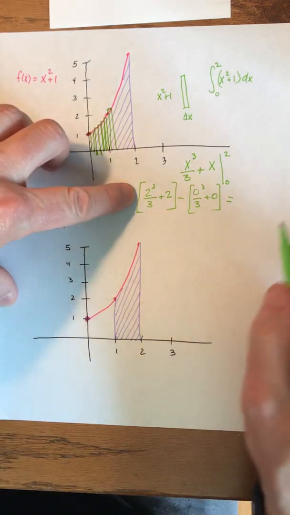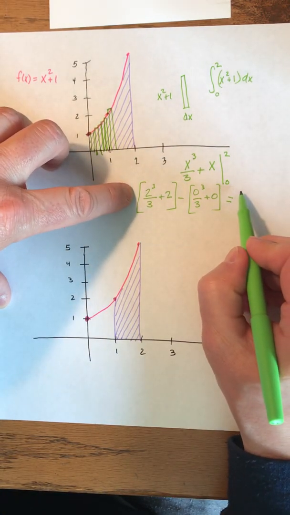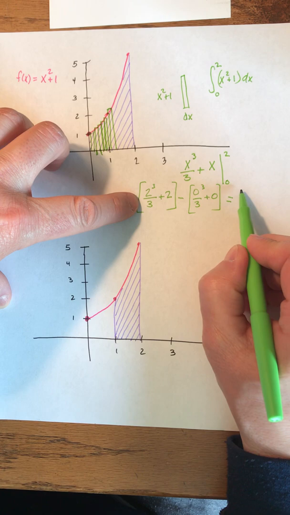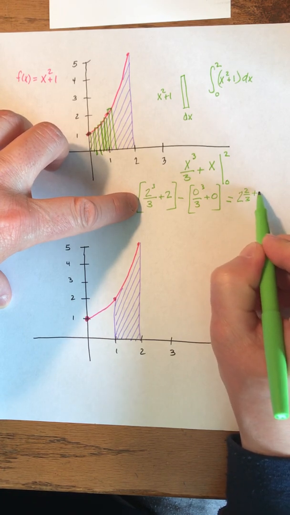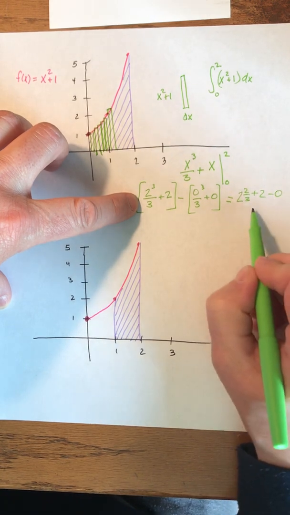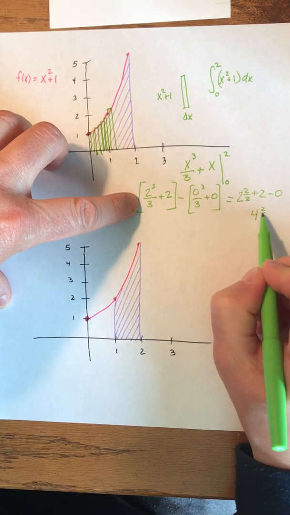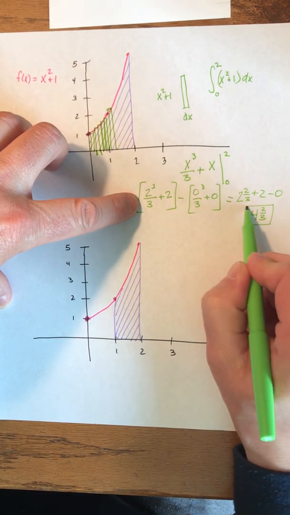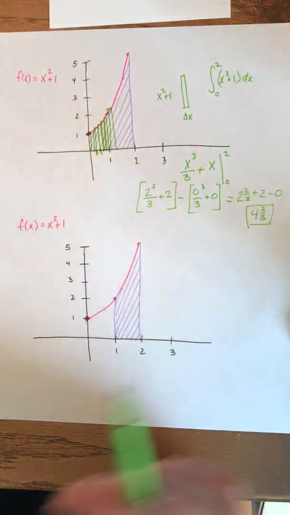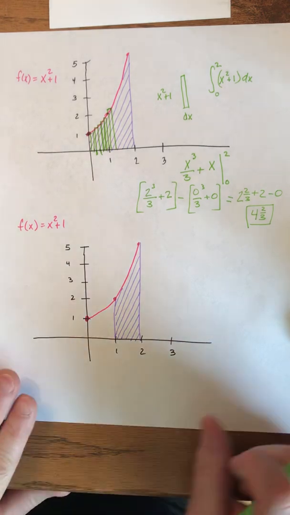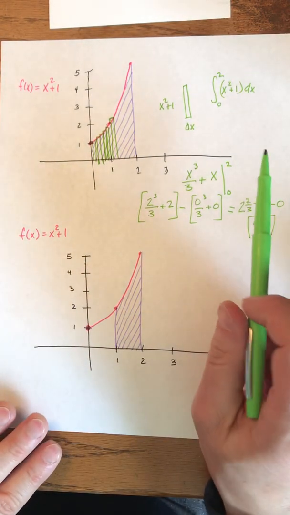This here becomes an 8 over 3 plus 2. Now 8 over 3 is going to be what? 2 and 2/3 plus 2 minus 0. So this thing is going to be 4 and 2/3. This is actually the area of this purple region that I covered with all these green rectangles. So this is the process.